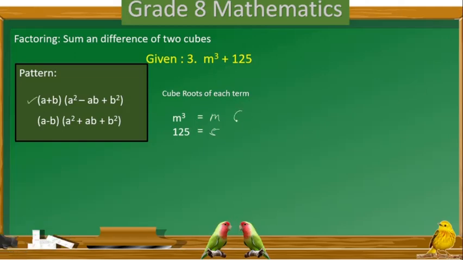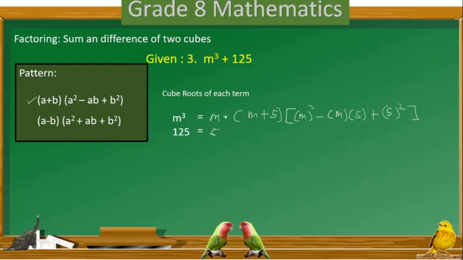What is the value of a? m. The value of b is 5. Then the value of a is to be doubled, m. Then minus, the opposite, the product of the value of a and the value of b, which is 5. Then we have to double the value of b, which is 5.